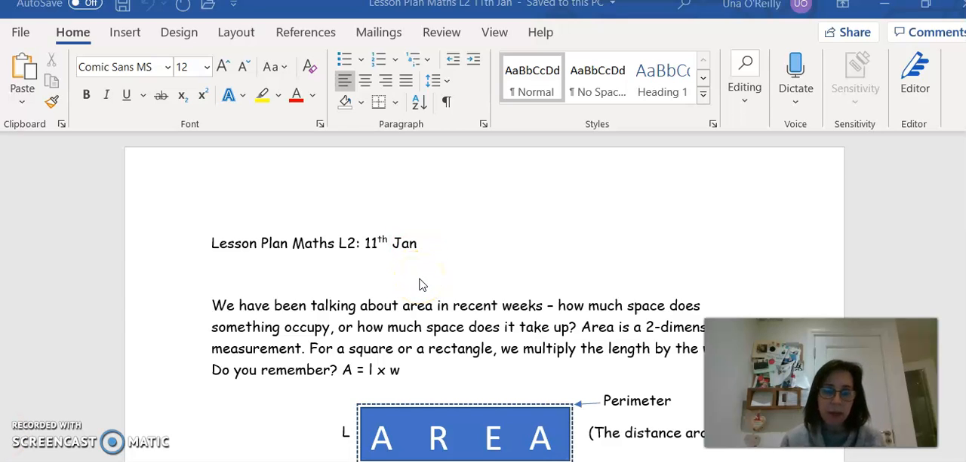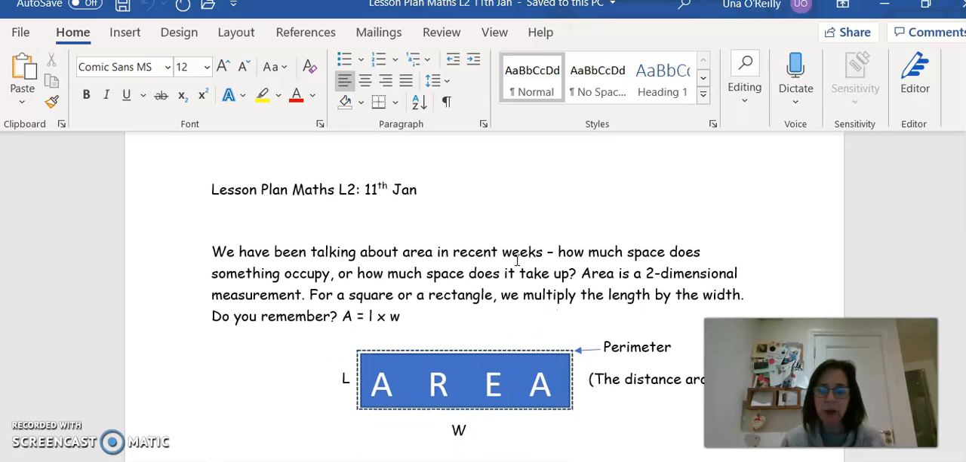We've been talking about area in recent weeks, if you remember, and what does that mean? How much space does something occupy, or how much space does it take up? If I talk about my mobile phone, if I put it on a table or in my hand, how much space is it taking up? That's the area.